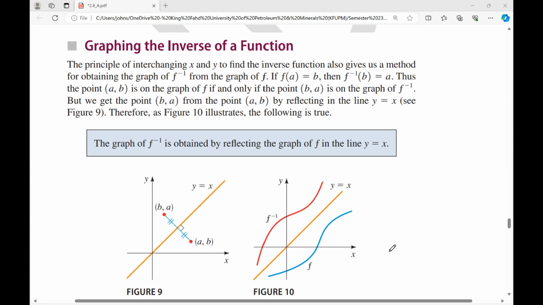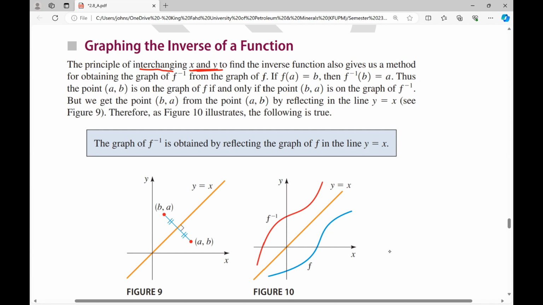So you remember how to find the inverse function? What do we do? In one of the steps, we interchange x and y to find the inverse. So that will give us an idea of how to graph the inverse function. So it means what?